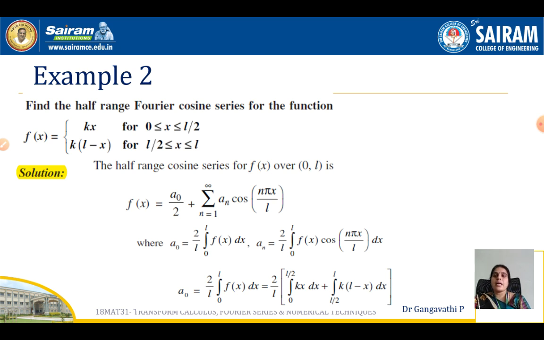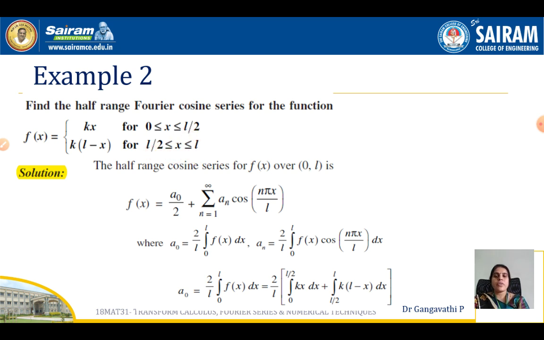Let us see another example. Find the half-range Fourier cosine series of the function. Here f of x is taking two values, kx and k into l minus x, in the interval 0 to l. The interval 0 to l has been split up into two parts. One is 0 to l by 2 and the other one is l by 2 to l.